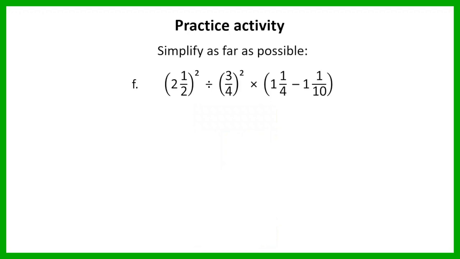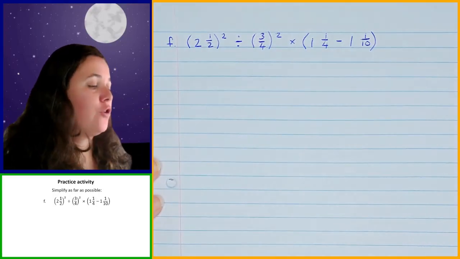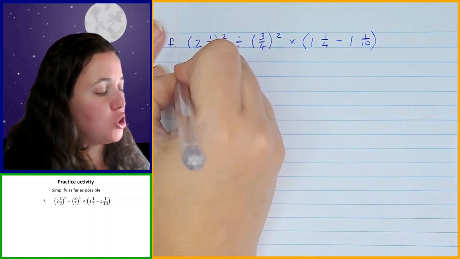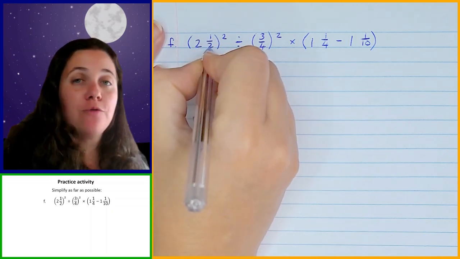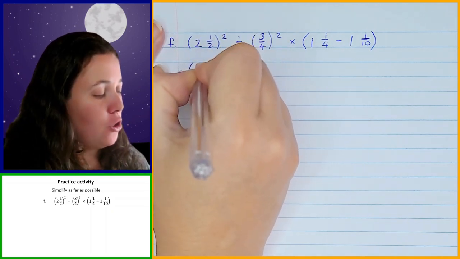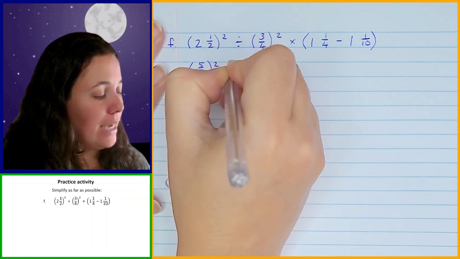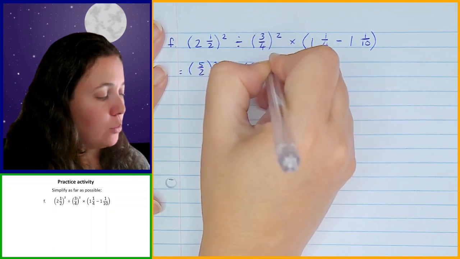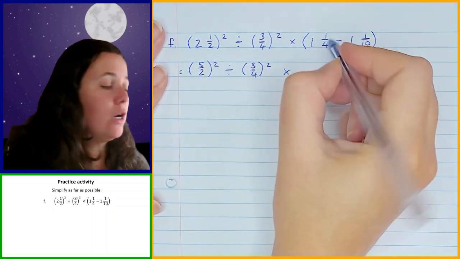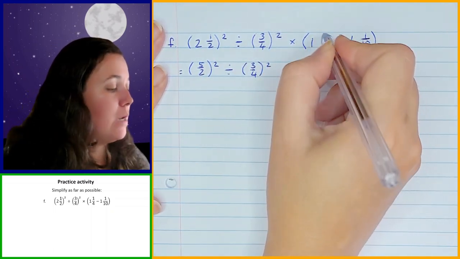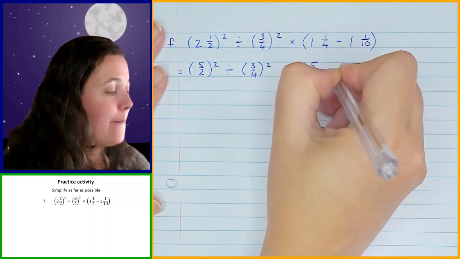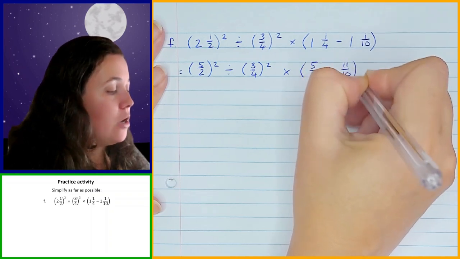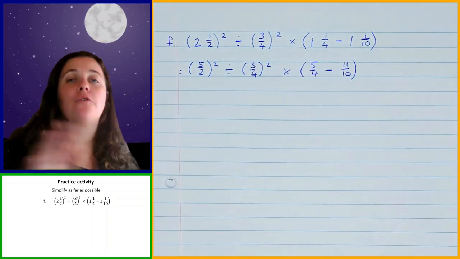Okay, so let's go through that last question for today. First of all, we change our mixed numbers to improper fractions. So over here I've got 2 1/2. 2 times 2 is 4 plus 1 is 5. So that's going to be 5 over 2 squared divided by 3/4, which stays as it is, squared, times. But over here I've got 1 1/4. 1 times 4 is 4 plus 1 is 5 over 4 minus 1 times 10 is 10 plus 1 is 11 over 10. Okay, so now I've done my changing from mixed numbers to improper fractions.